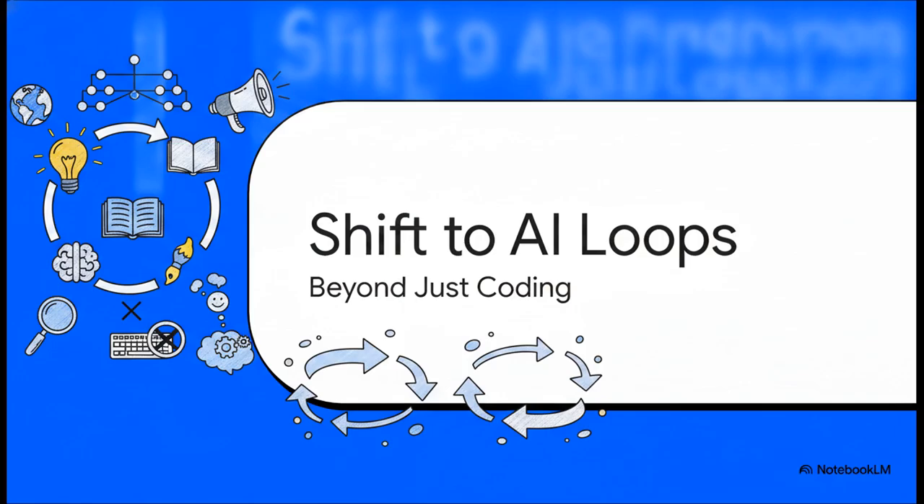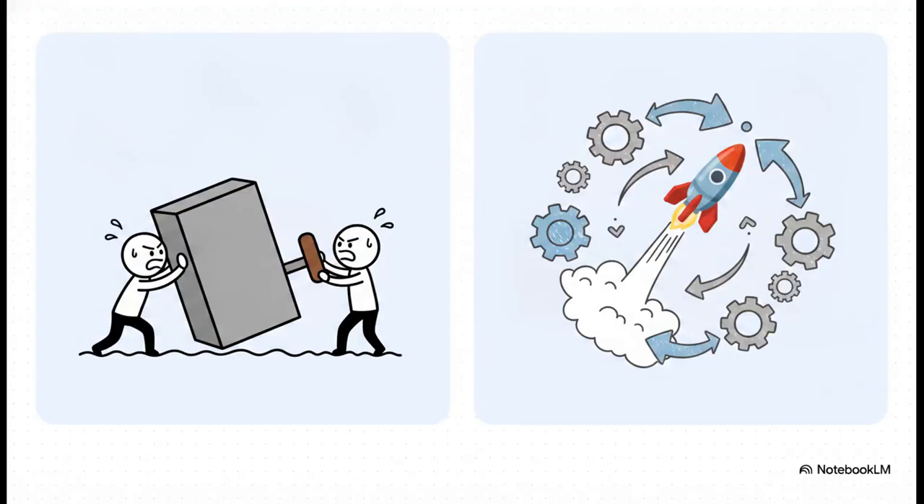Section 1. The shift to AI loops. Using AI loops for tasks well beyond just writing code. To really grasp why this is such a game changer, we have to look at the old way versus the new way. The old way is manual iteration. You write a prompt, the AI spits something out, you read it, realize it completely missed the mark, and then you write another prompt. It's a frustrating manual back and forth. You are iterating, sure, but you are the slow engine driving every single step.